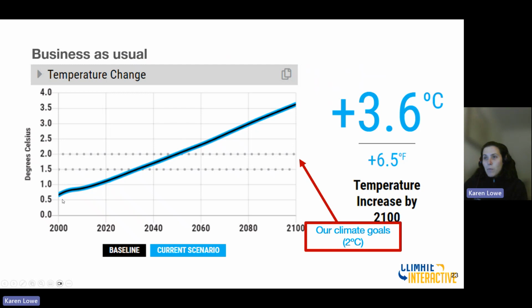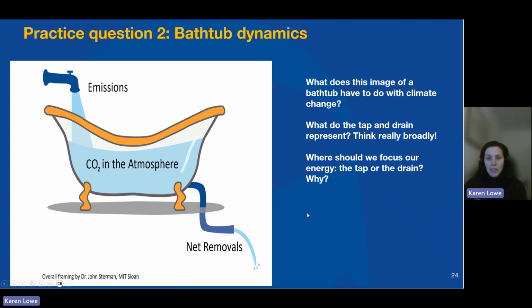That's because we are going to be looking at temperature rise if we do absolutely nothing, going up to 3.6 degrees Celsius or around 7 degrees Fahrenheit. And what we actually want to do is get that temperature rise no higher than 2 degrees Celsius, preferably no higher than 1.5 degrees Celsius, because that is what we agreed to in the Paris Agreements all those years ago. So in order to get there, first we have to think about bathtub dynamics.